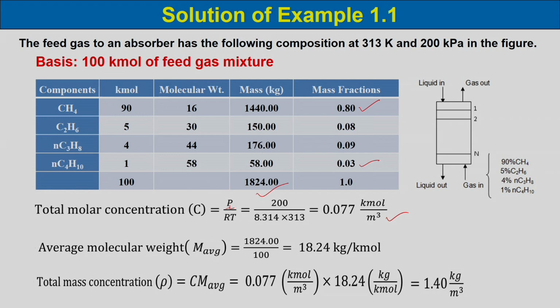Then we can calculate the total mass concentration, which is rho is equal to C into the average molecular weight. So, both we have calculated: 0.077 kilomole per meter cube and 18.24 kg per kmol. So, we will get 1.4 kg per meter cube as the total mass concentration.